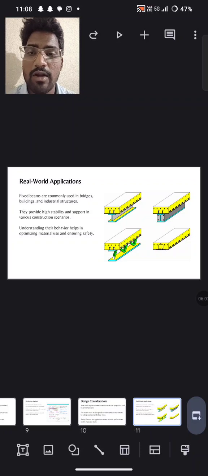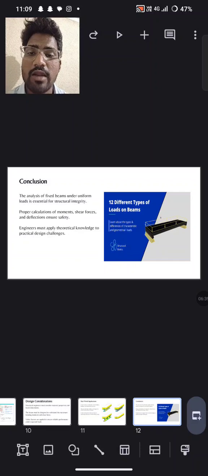Real world applications. Fixed beams are commonly used in bridges, buildings, and industrial structures. They provide high stability and support in various constructions. Understanding their behavior helps in optimizing material use and ensuring safety.